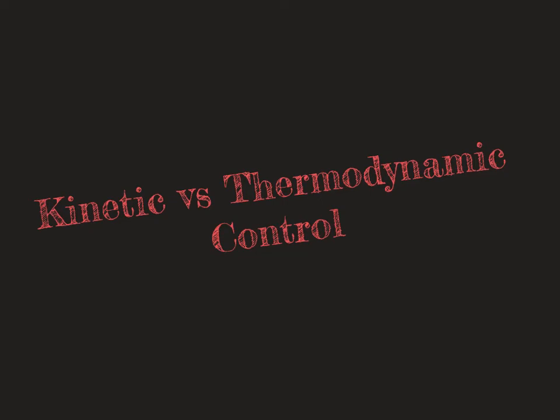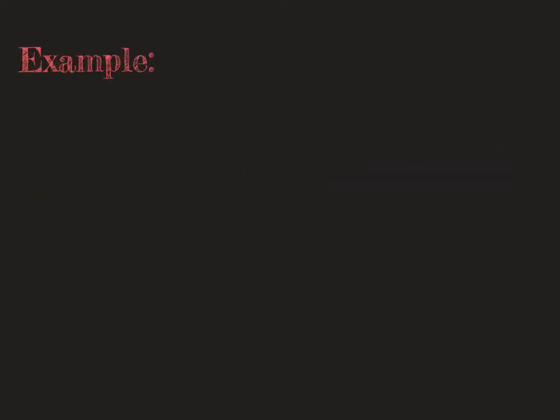In this video, we're going to talk about ways to preferentially choose 1,2 over 1,4 or 1,4 over 1,2 when we're doing our addition reactions to dienes. So this is called kinetic versus thermodynamic control. Let's jump in with an example so we can visualize the difference between kinetic and thermodynamic control. What we want to look at is a reaction energy diagram.